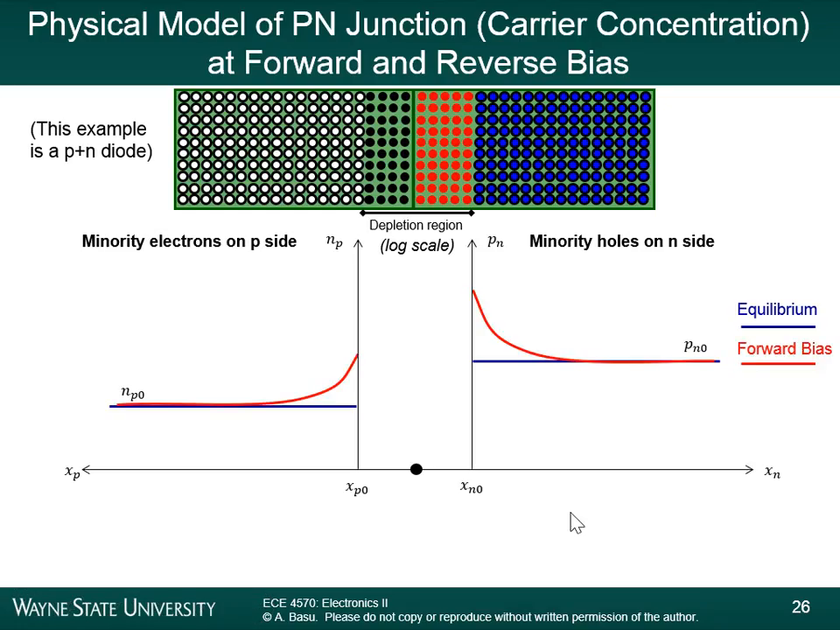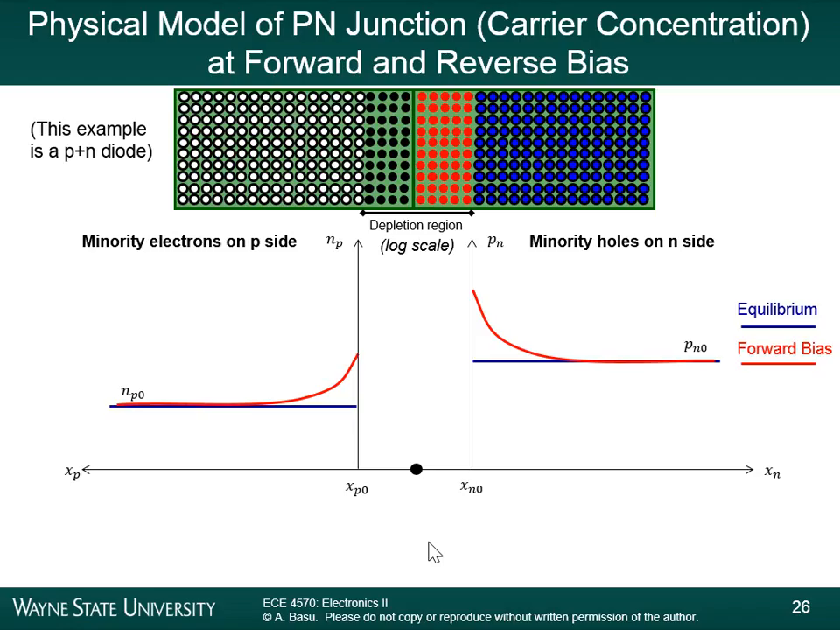This red line here. Why do you think this is happening? Think back to what we just talked about on the last slide about enhanced diffusion. We're enhancing the diffusion of holes from left to right. We're enhancing the diffusion of electrons from right to left. So how's that going to affect the carrier concentrations? It's going to increase it.